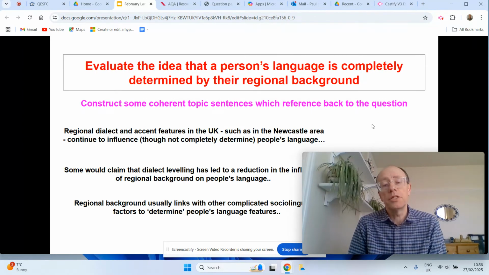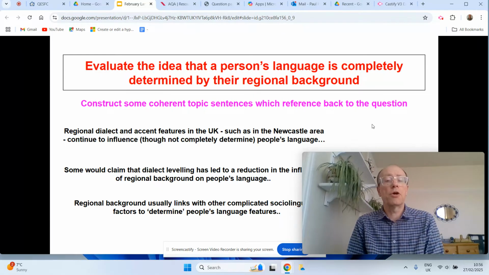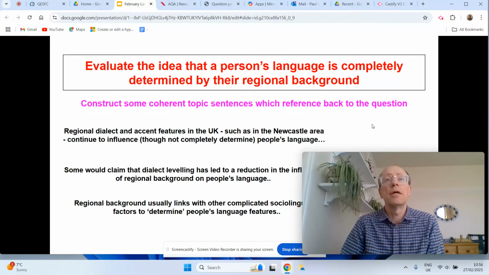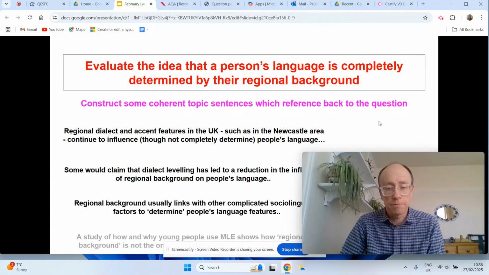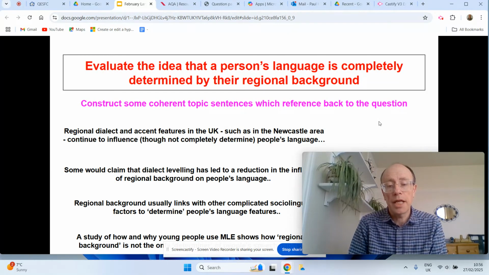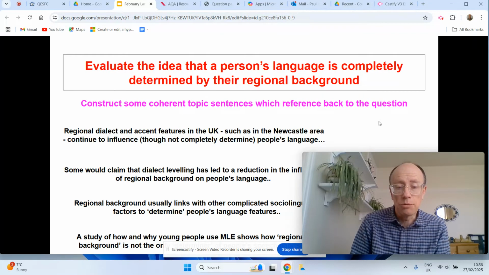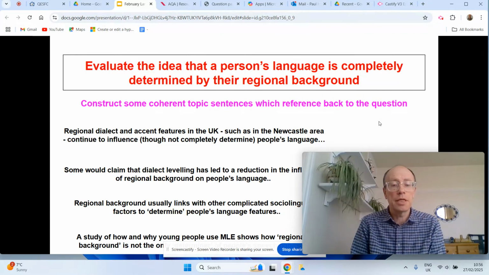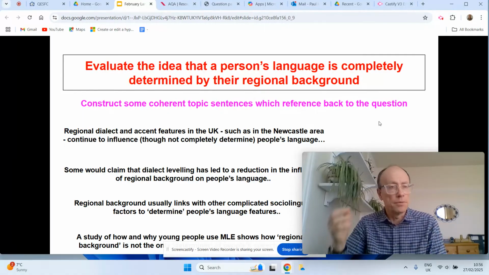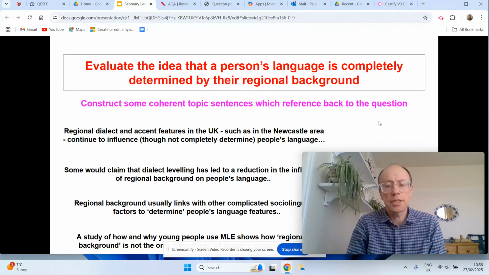Regional background usually links with other complicated sociolinguistic factors to determine people's language features. A study of how and why young people use MLE shows how regional background is not the only deterministic factor on people's language. Those are some examples of topic sentences.